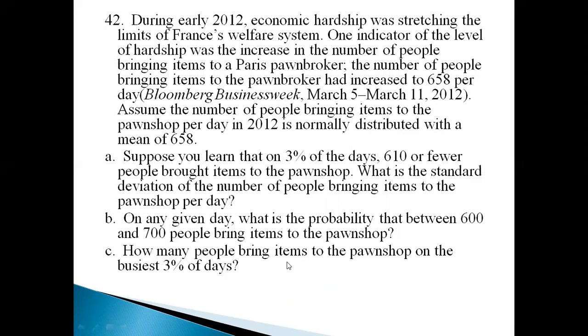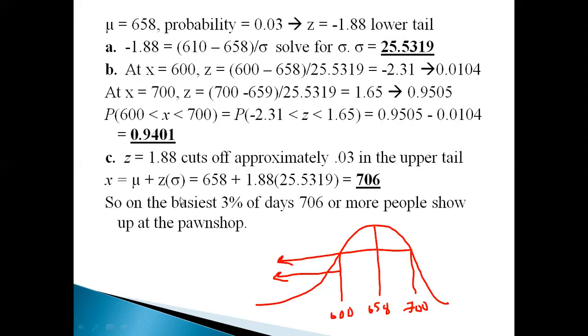Now, for C, how many people bring items to the pawn shop on the busiest 3% of days? Okay, so the busiest 3%, that's going to be out here. So we want the positive 1.88 instead of the negative 1.88. And so we plug all that into our z equation again. Now we've solved it for x, so we just plug in what we know. We know mu is 658, z is 1.88, and our sigma is 25.5319. Simplify that, we get 706 people. So on the busiest 3% of days, 706 or more people show up at the pawn shop.